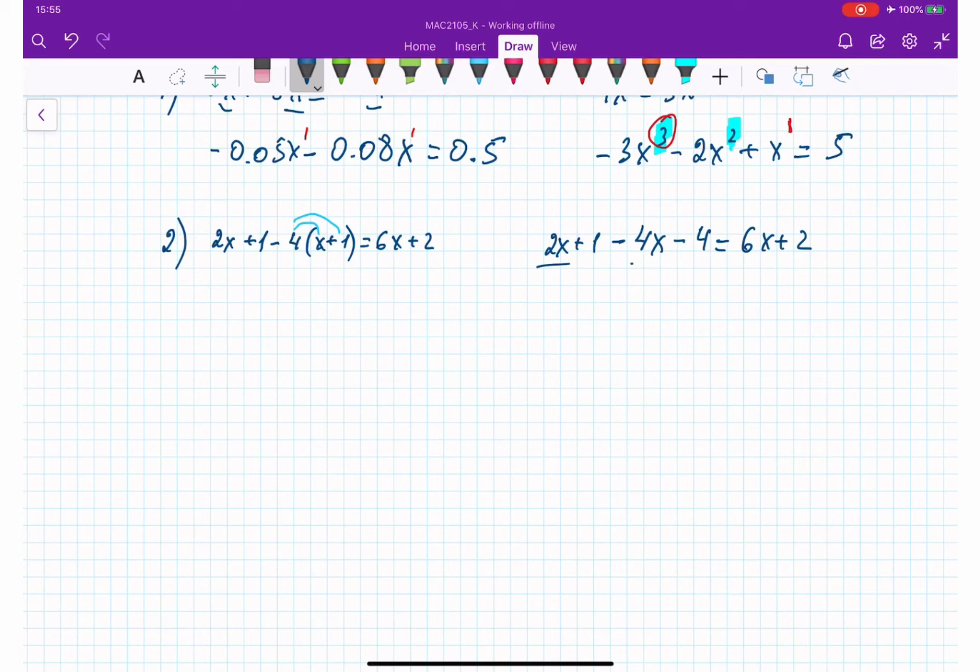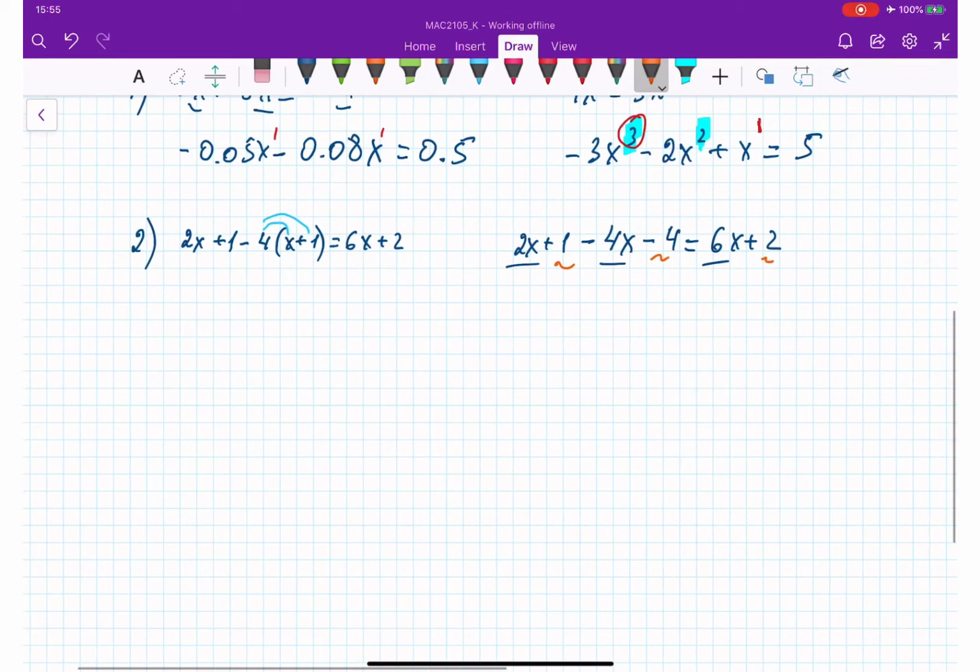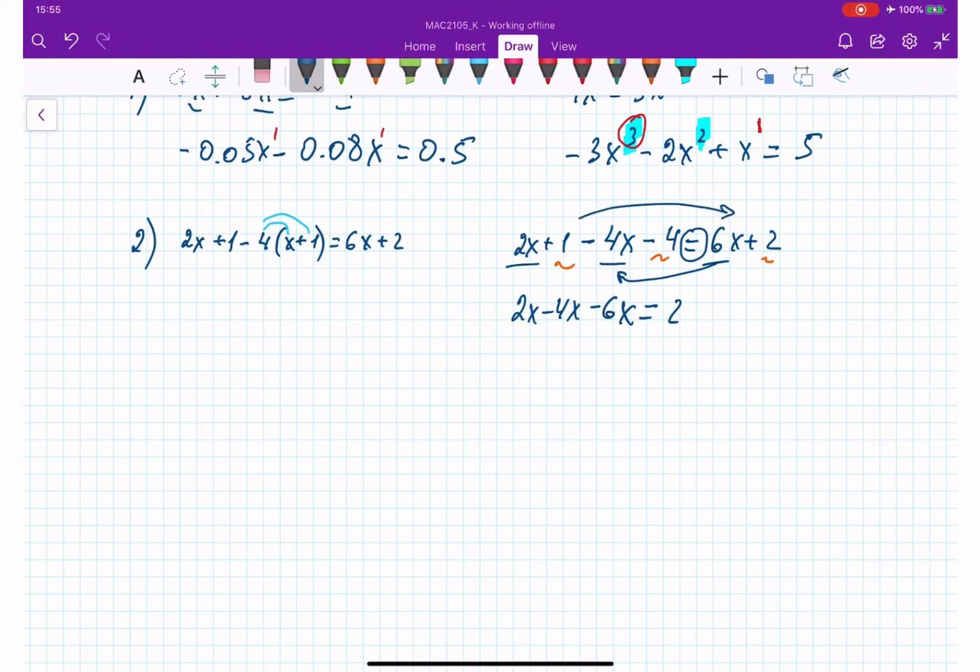Combining like terms. And then here 1, negative 4, and 2. So what do we get? We get 2x minus 4x. And this 6x is on the other side of the equal sign. So if I bring it on this side, all I'm going to do, flip the sign, put the opposite sign. Look, we have 6x positive. Once I move it, it's going to become negative 6x. And that is equal 2. So I'm moving 1 is positive, moving on this side, it's going to become negative. 4 is negative, moving on this side, it's going to become positive.